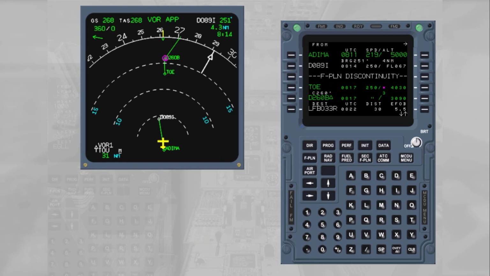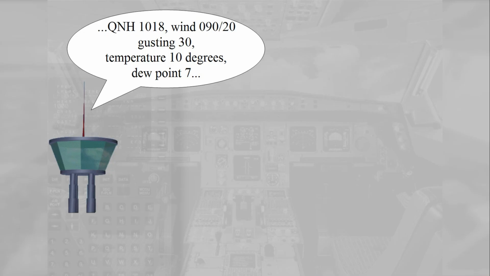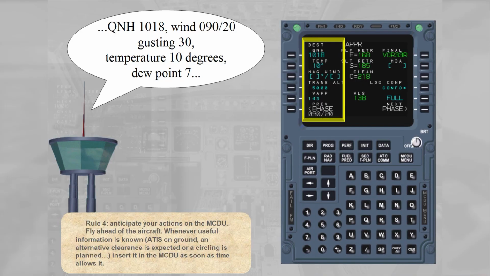Rule 3. Keep a flight plan discontinuity only when desired, for example when radar vectoring is expected. Rule 4. Anticipate your actions on the MCDU. Fly ahead of the aircraft. Whenever useful information is known, ATIS on ground, an alternate clearance is expected, or a circling is planned, insert it in the MCDU as soon as time allows it.